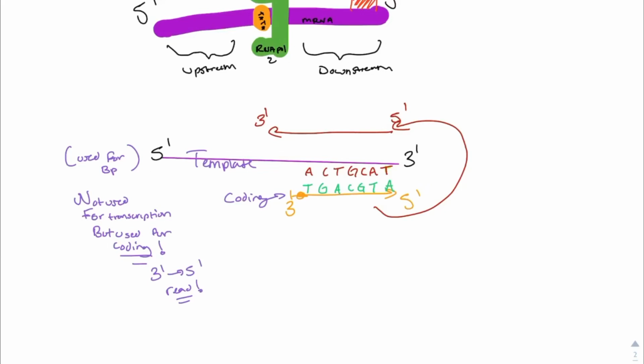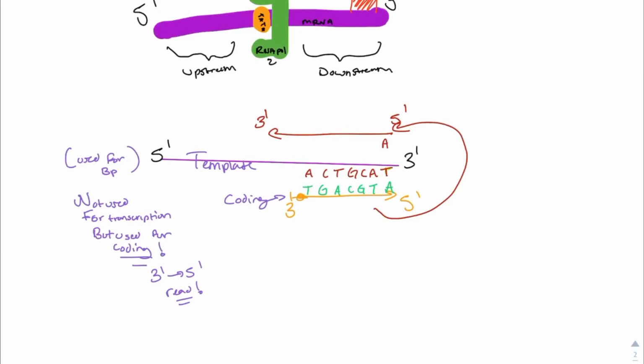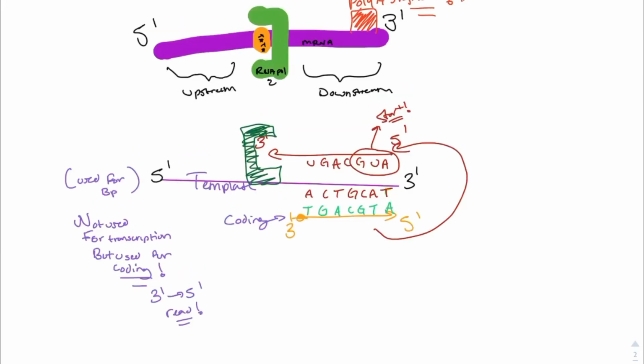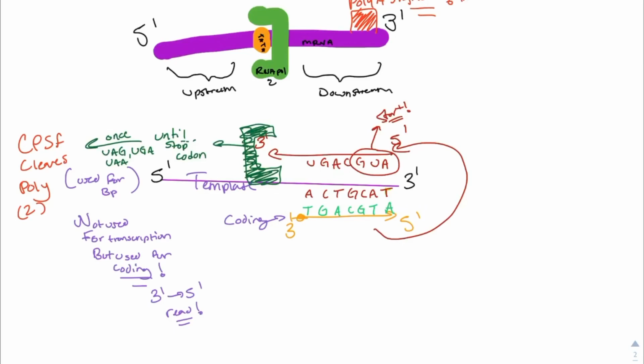This allows us to start our transcription of the AUG, which is the start codon. AGU. There we go. So remember, AUG, start codon. Let's get our RNA polymerase 2 in there and show that we're moving towards the 5' end on the other side. And how this gets stopped is by CPSF. This CPSF cleaves polymerase 2.